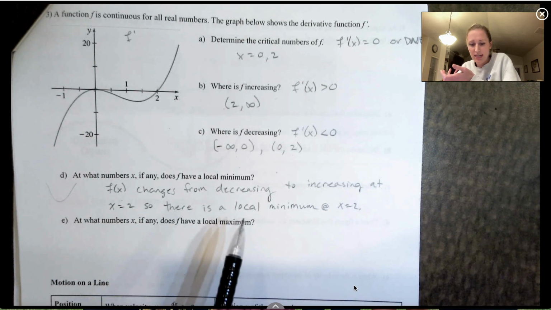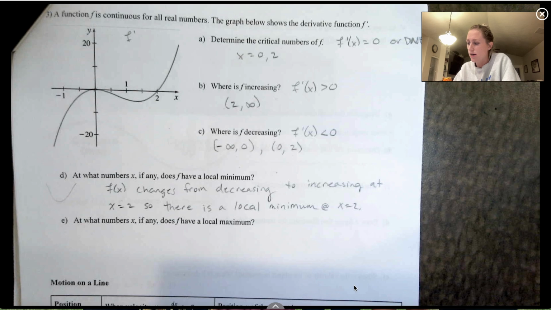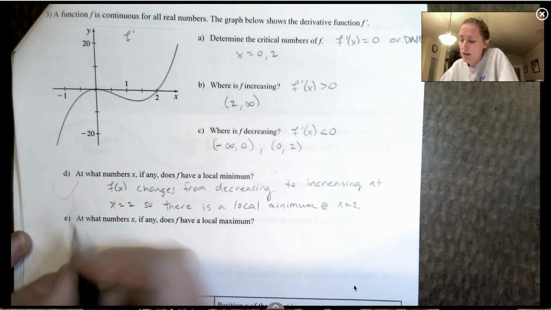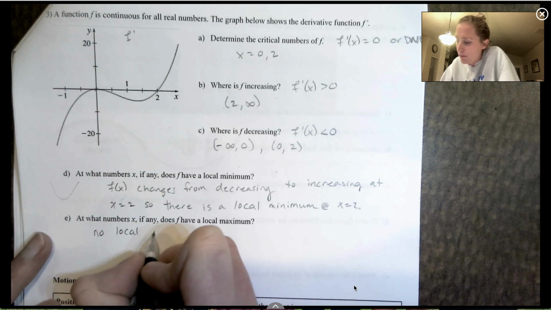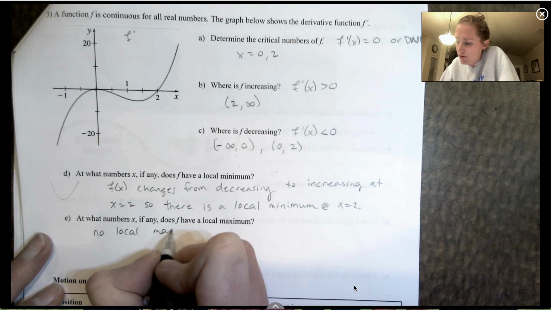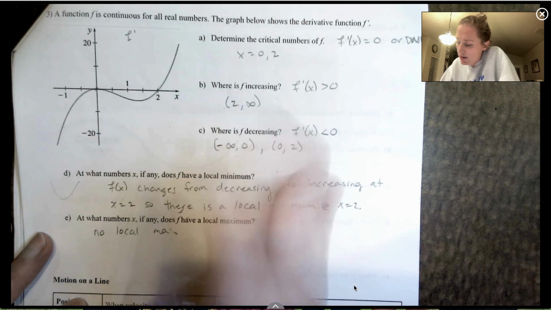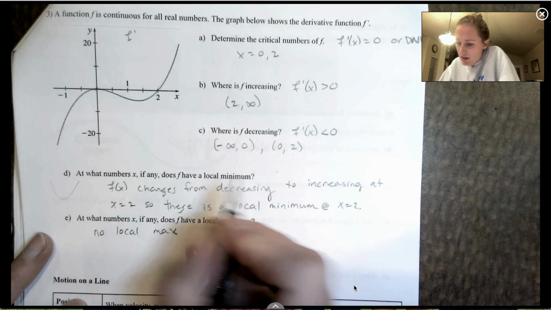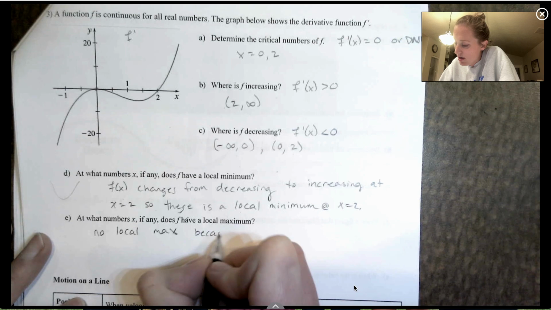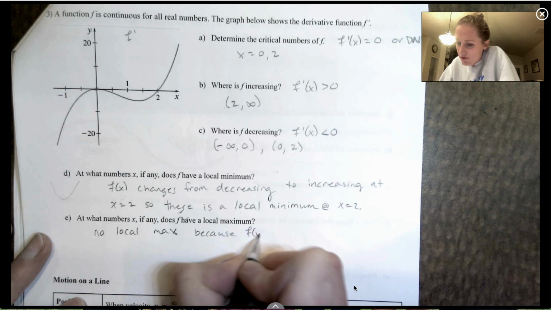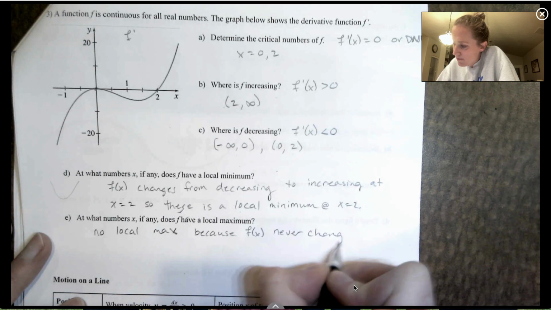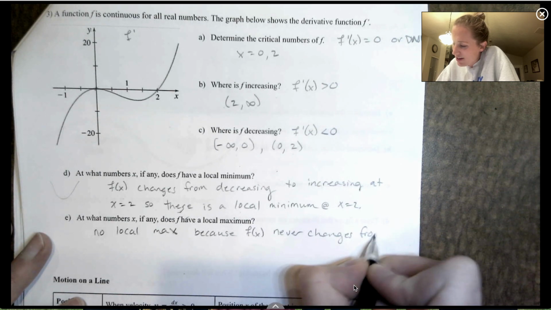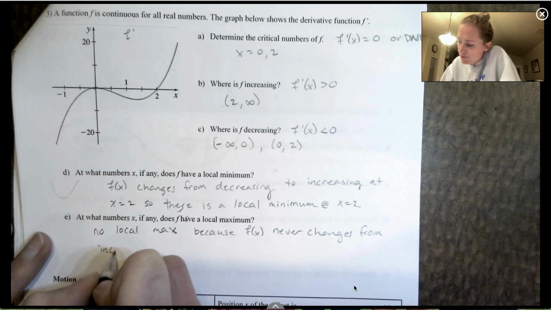Okay, does it have a local max? So this is when it goes from increasing to decreasing, and that never happens. So we're going to say there's no local max, and I'm going to write the reason why so you have it in your notes. No local max, because our function f never changes from increasing to decreasing.